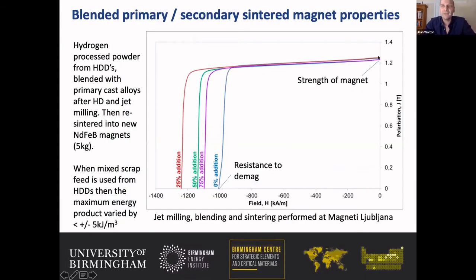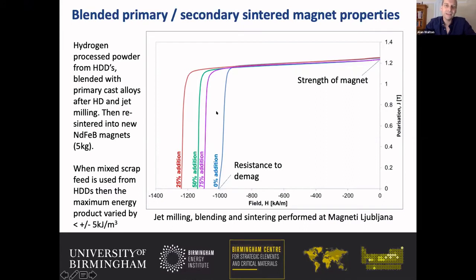Now, just to give you an idea what the properties are like, this is the second quadrant of the hysteresis loop. So if you remember where we cross the axis on the y-axis, that's the strength of the magnet. And then the x-axis down here is the resistance to demag. And essentially, we can make a magnet which has got the same strength as a primary material. So what this graph shows you here, the blue line is a magnet made from a primary cast alloy. So that's a mined material, not recycled at all.